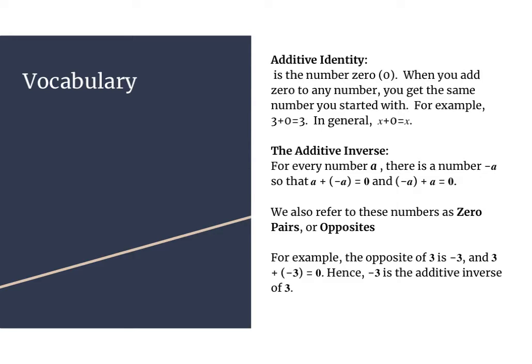So we also refer to our additive inverse as our 0 pairs or our opposites. Here's an example of it. So the opposite of 3 is negative 3 because 3 plus negative 3 equals 0. Hence, negative 3 is the additive inverse of 3. And you could say this for any number. 1 billion, the additive inverse of 1 billion is negative 1 billion because 1 billion plus negative 1 billion is just 0.